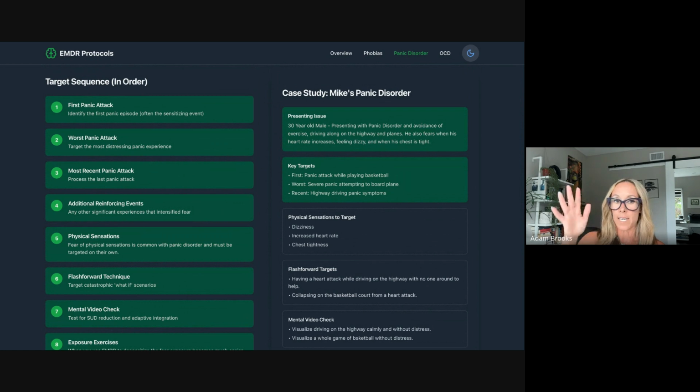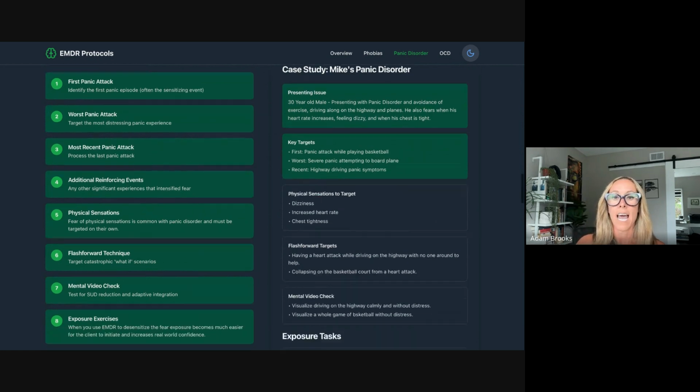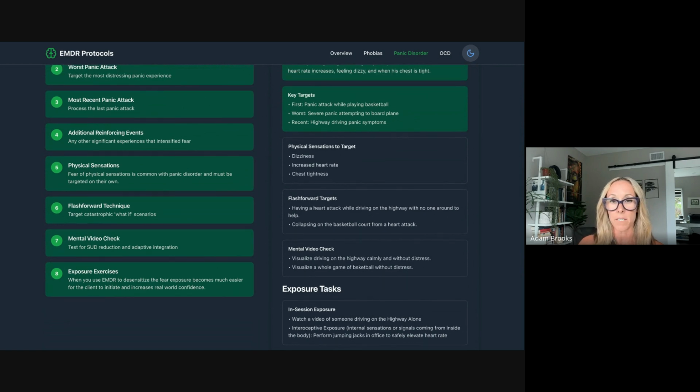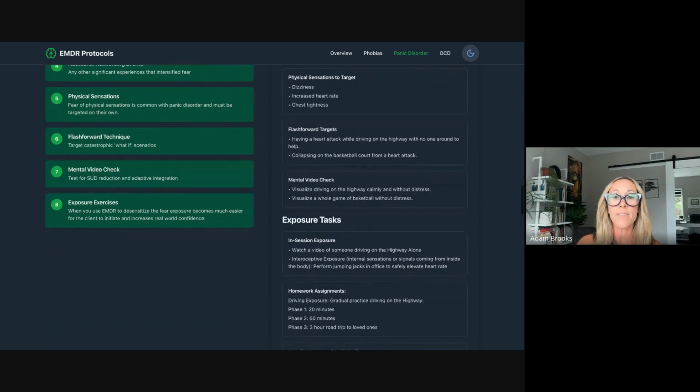And so you'll want to clear all those targets, and then you'll get to the physical sensations target. He specifically was afraid of dizziness, increased heart rate, and chest tightness. And so you'll want to clear each one of those as if they're present triggers. And then his flash forward targets were having a heart attack while driving on the highway with no one around to help, and collapsing on the basketball court from a heart attack. And so each one of those is dealt with separately and cleared separately.